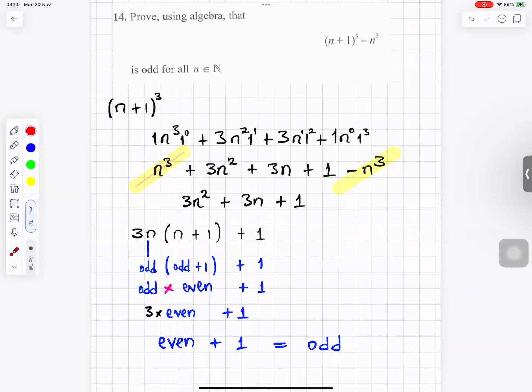So let's start with an odd number for n. Let n be odd. So this n is odd. And then in the bracket, an odd number plus 1 will give you an even number. Now, when we multiply odd number times even number, what do we get? We get an even number. When we multiply 3 times an even number, we get an even number. And when we add 1 to an even number, we get an odd number.